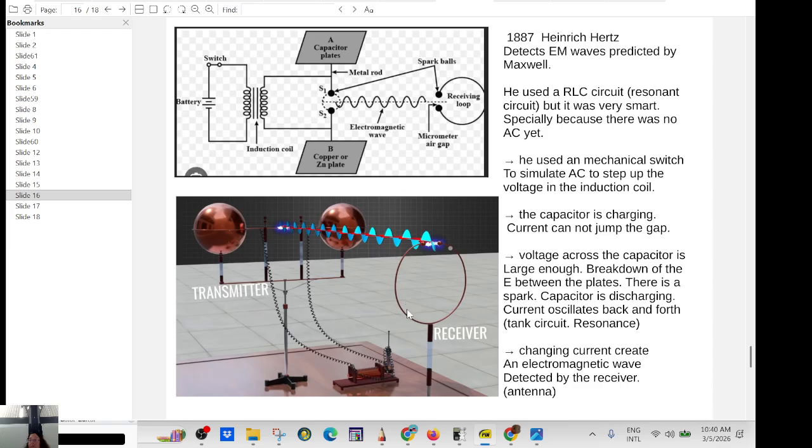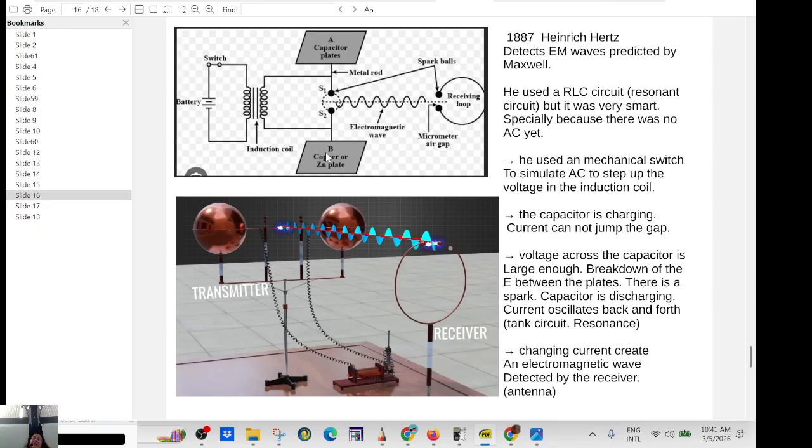And for the first time, electromagnetic waves were detected, proving that light is a wave, because they were not sure about the nature of light. Okay, so that was the proof. So how did they do that?